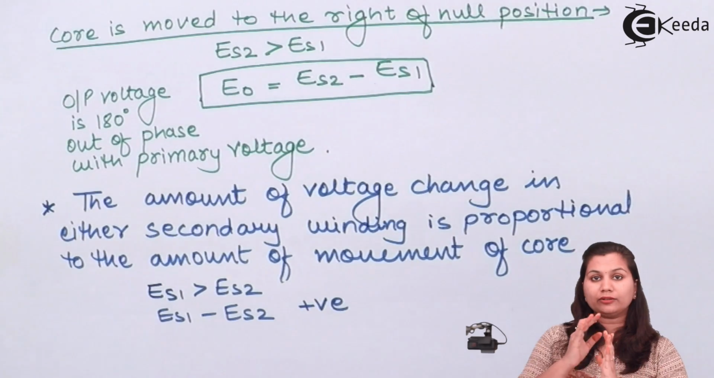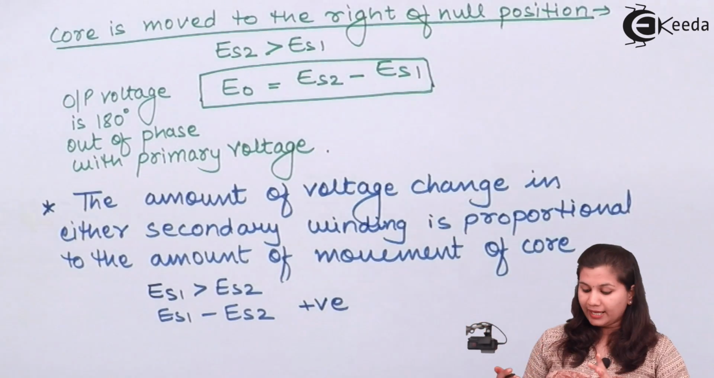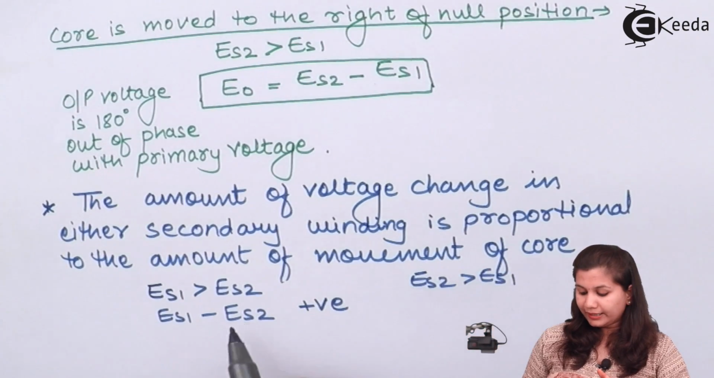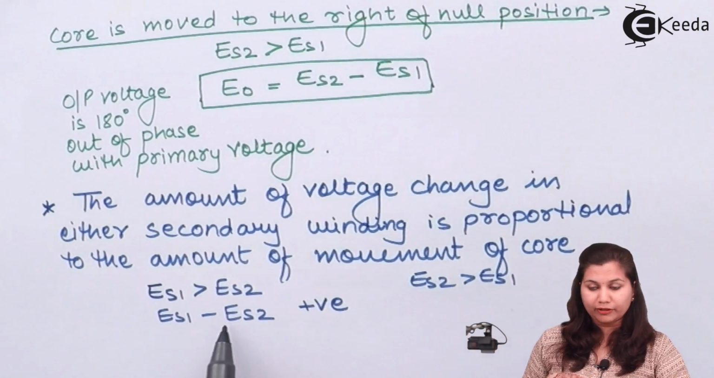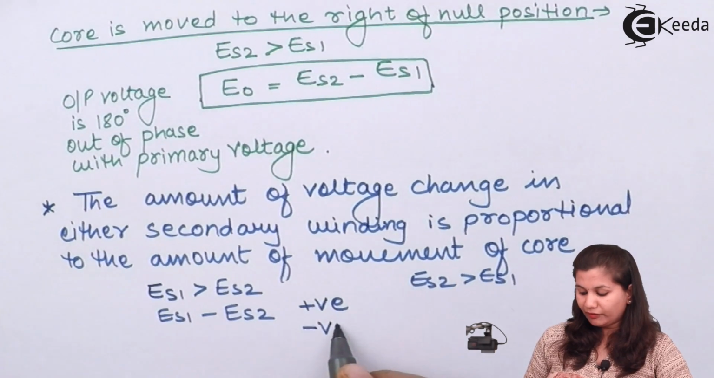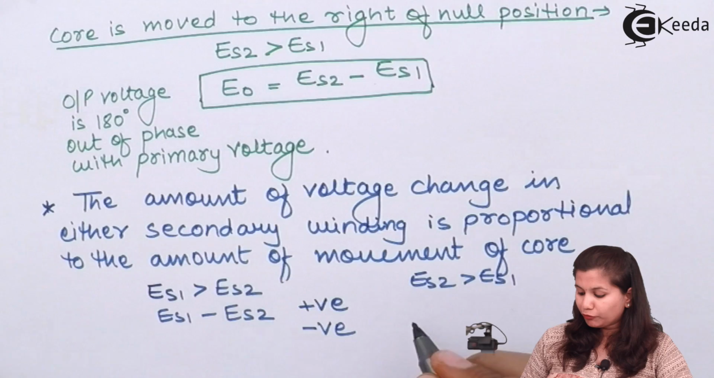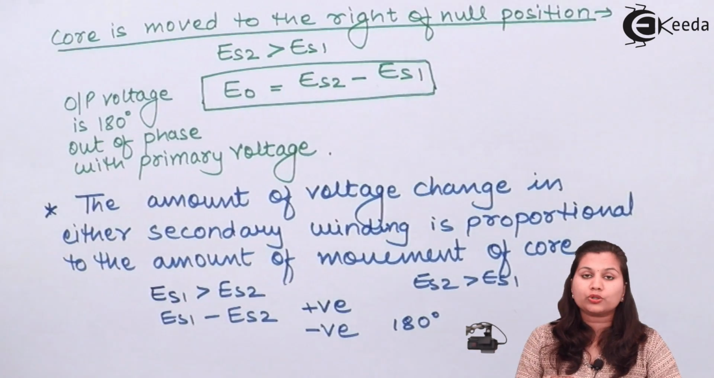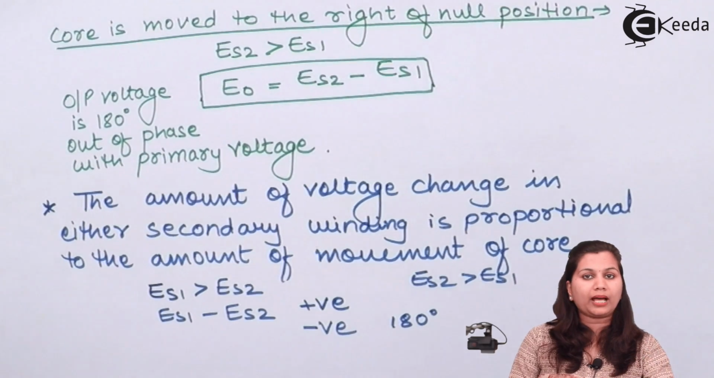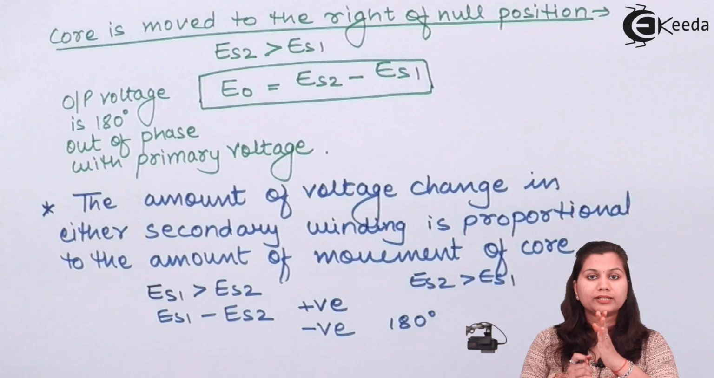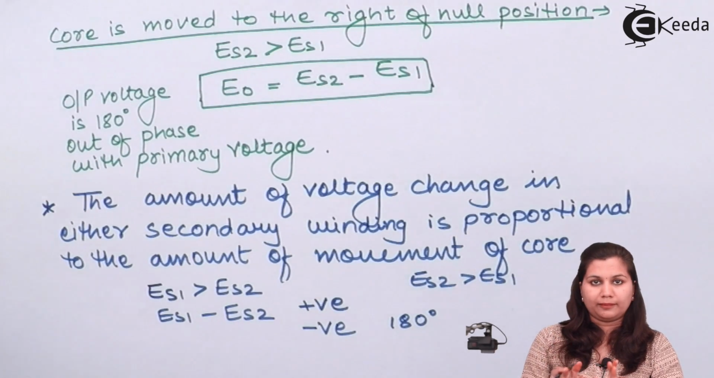Now when the soft iron core is moved to the right hand side, then ES2 is greater than ES1. In that case, the output voltage, which is the difference of these two, will be a negative value, since ES2 is greater. And also the output is 180 degrees out of phase with the source voltage. So again, by checking the magnitude and the phase relationship, we will get to know that the soft iron core is moved to the right side of the null position.